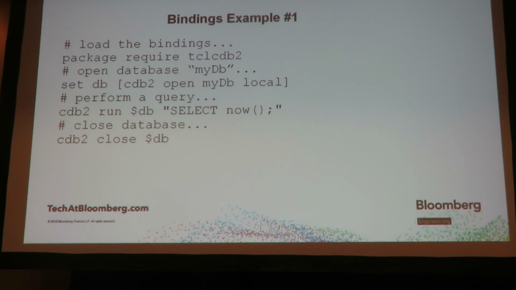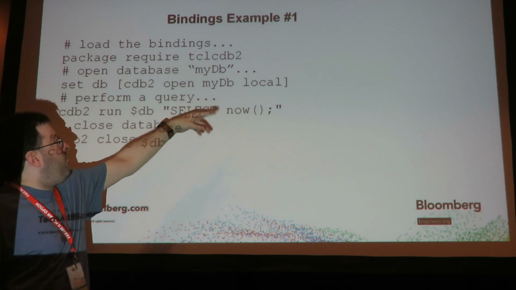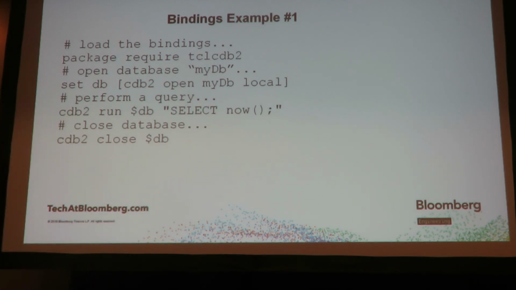Here's just a quick overview of the bindings. I didn't want to go into too much detail because we don't have that much time, but it's very simple. So package require, open the database. The first argument is just the database name, which ends up being resolved using portmux, I believe, right? And then the last argument is what tier it is, and local means local machine. So if you're just testing, you're typically going to use local. And then once you have a database connection, you can just run queries against it. And it supports bound parameters and various data types that are all explained in the documentation. And then once you're done, you just use close.